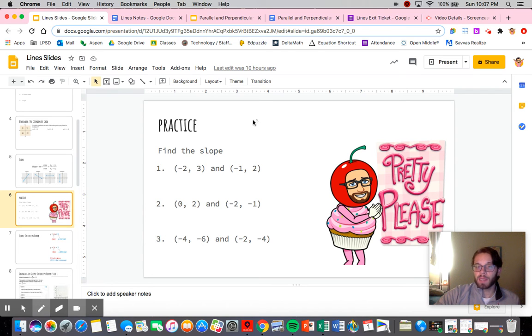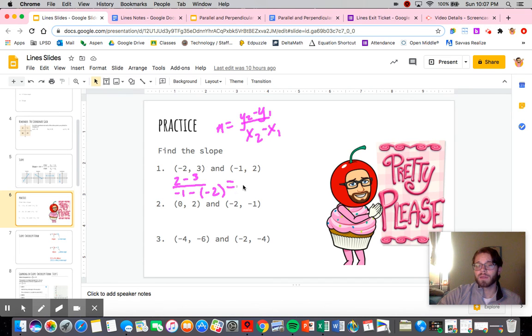So let's use the formula. As we said, it is m is equal to y2 minus y1 over x2 minus x1. And we need to be careful because it is y's in the numerator, and a lot of times that is where people make a mistake. So it doesn't matter which one I put in the top. So 2 minus 3 over -1 minus a -2.